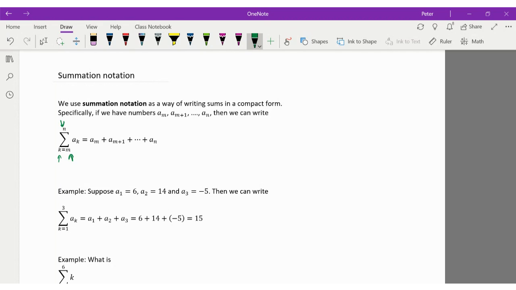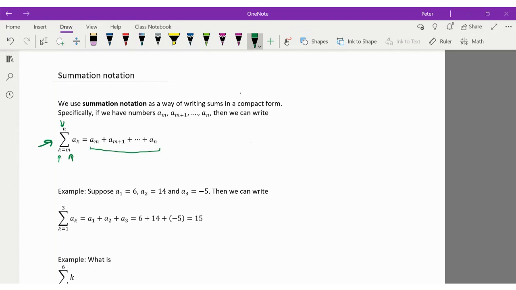So if I have numbers like a_m, a_(m+1), with subscripts going all the way up to n, and I want to add up all those numbers, I can write their sum in this form. As you see, on the right side of this equal sign, a_m plus a_(m+1) plus dot, dot, dot, all the way up to a_n, I can just write it as the sum from k equals m to n of a_k.